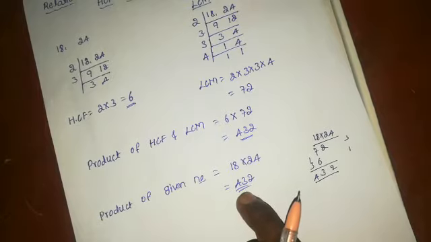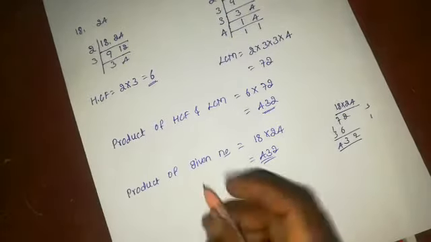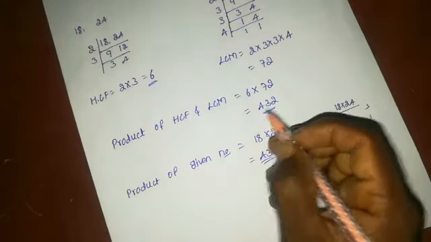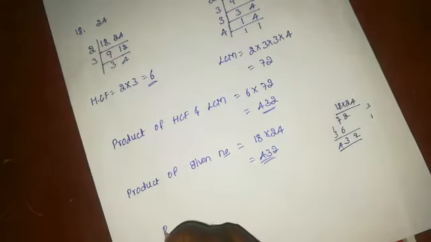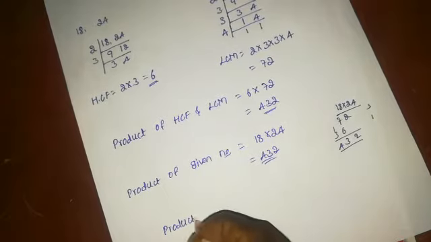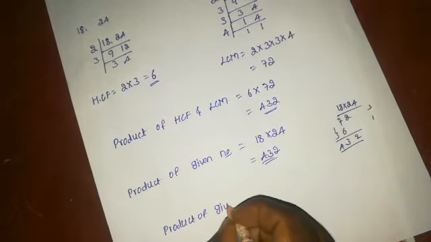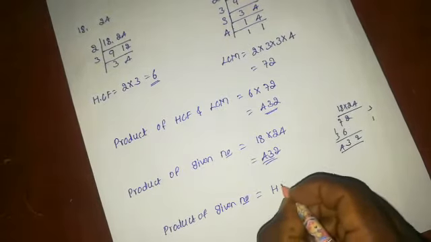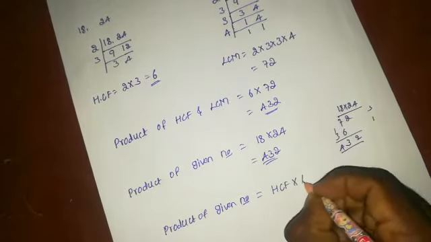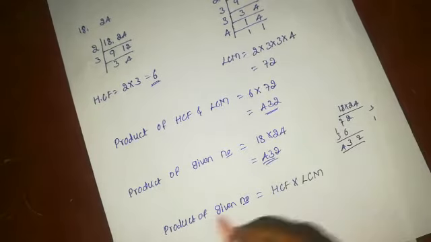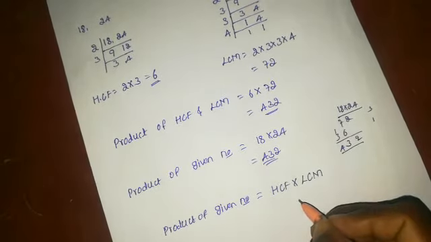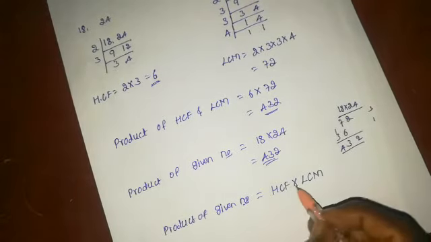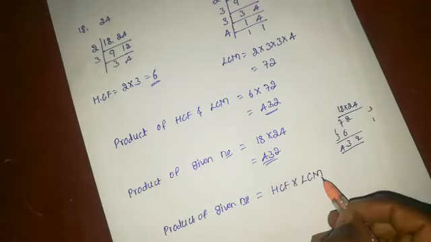Now here we observe the product of HCF and LCM is 432 and the product of given numbers is 432. So the product of given numbers is equal to the product of HCF and LCM. Product of given numbers is equal to the product of HCF into LCM. This is the relation between the given numbers and their HCF and LCM.